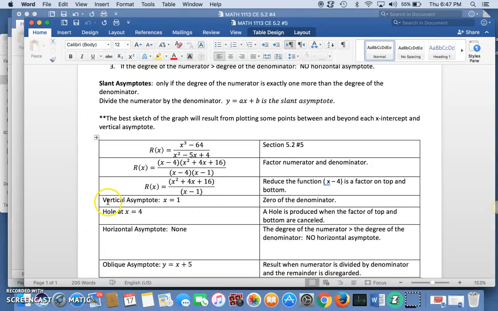You'll actually have a hole in your graph at 4 because that's the factor that canceled out. It's still undefined at 4 because your domain does not include 4. Your horizontal asymptote, you don't have one because what is true? The highest power is on the top. They're not even, and it's not on the bottom, so there's no horizontal.